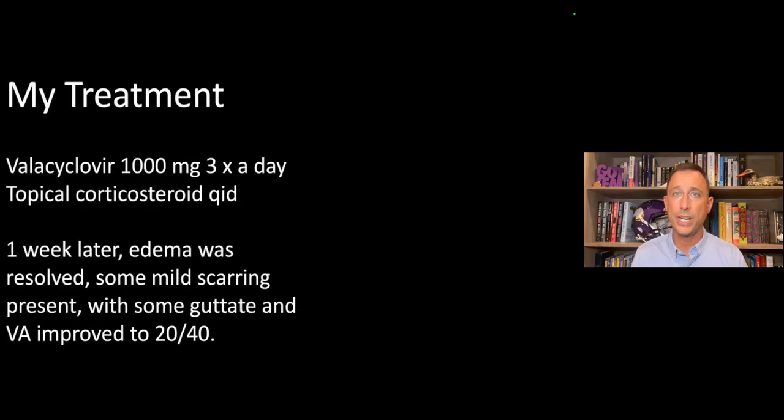And so this is how I treated the patient. 1,000 milligrams 3 times a day of oral valacyclovir, and then topical corticosteroid 4 times a day. And you can see in a week, drastic improvement in everything. Vision to 20/40, less edema. The guttata actually were pseudoguttata, which you will see quite often in herpetic conditions. Keep in mind that when we think about our textbook treatment for herpes simplex, we typically say, well, Justin, it's 500 milligrams 3 times a day. And you're right.